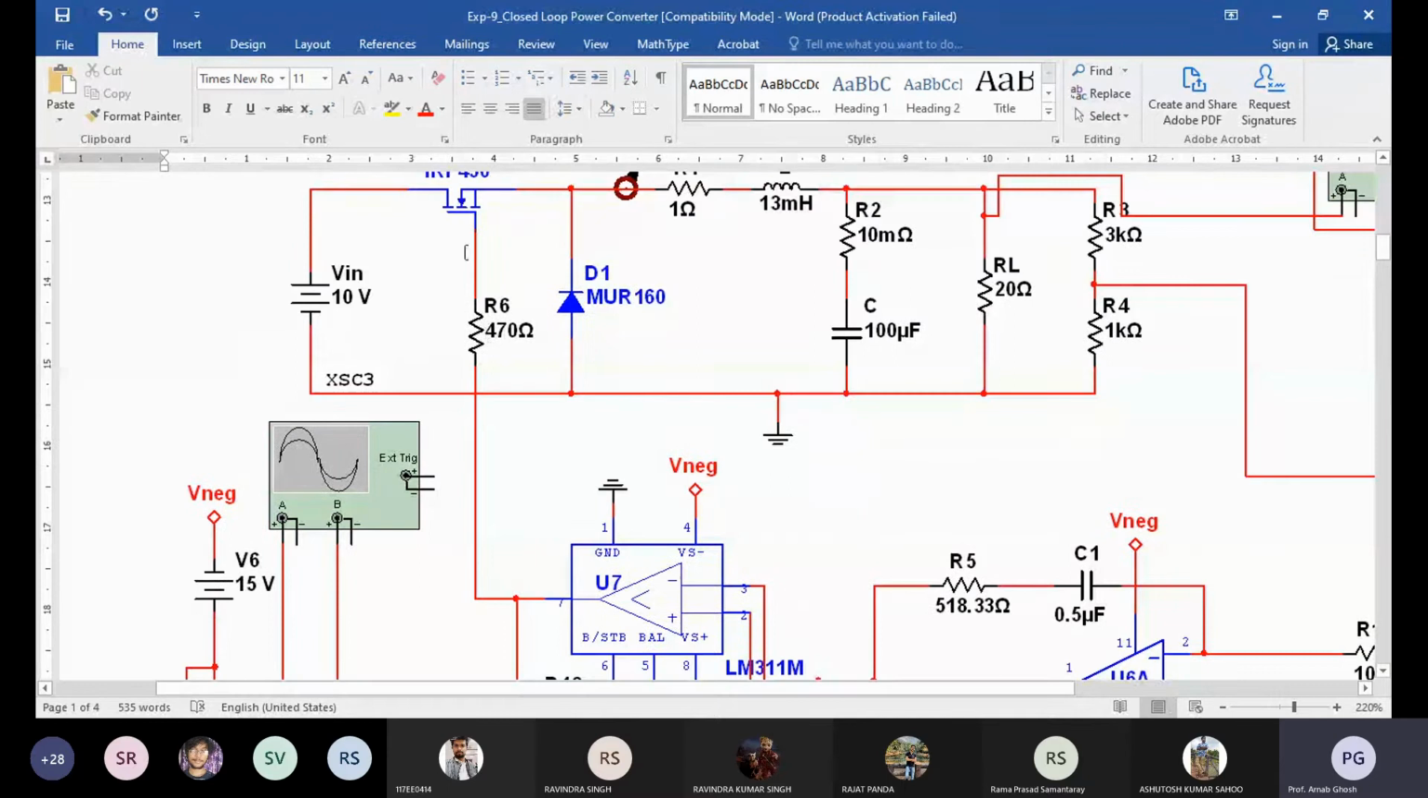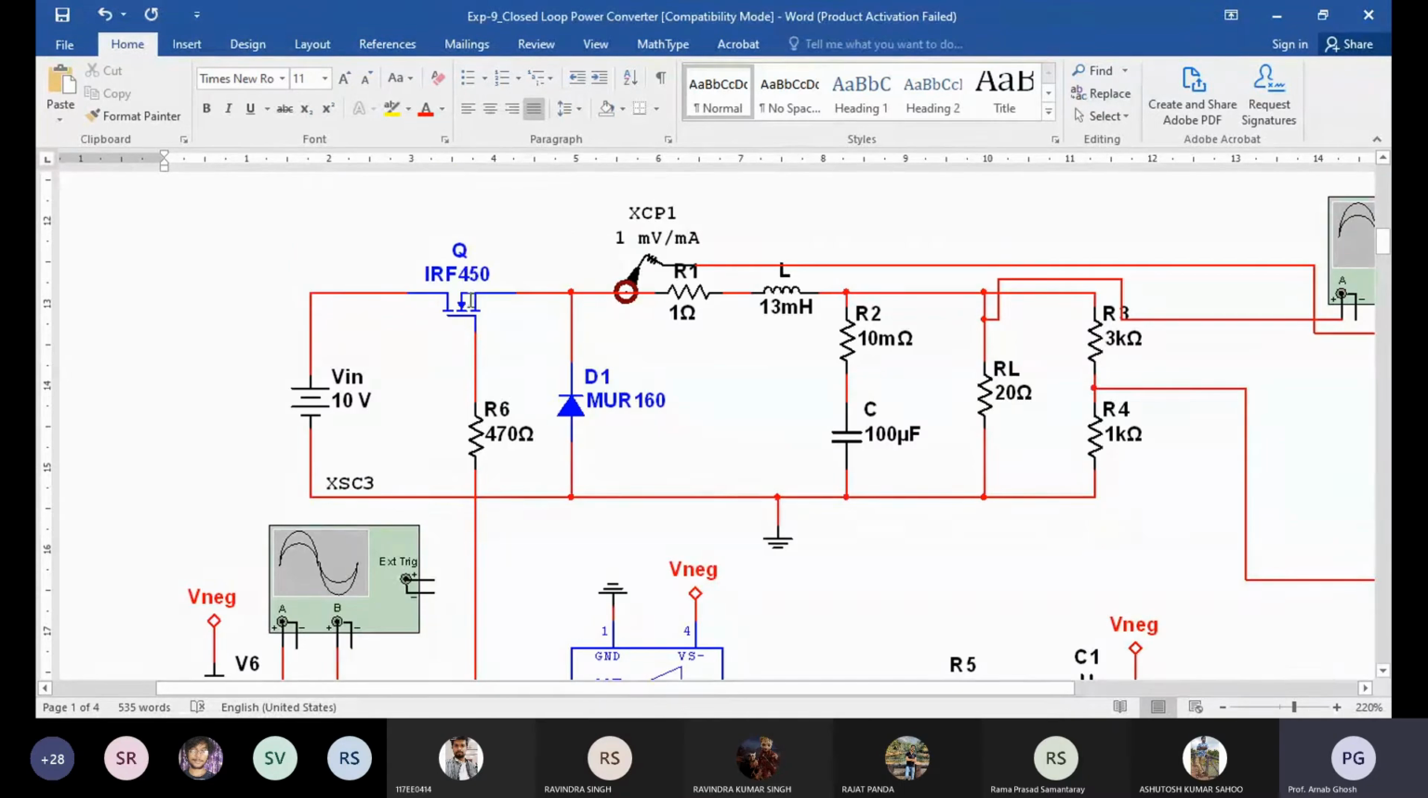That PWM is fed to the IRF450 MOSFET through one additional resistance, that is 470. What is the purpose of this resistance? MOSFET is a voltage driven device, so that's why you have to provide the additional resistance here to reduce the current strength. It's like a voltage divider circuit for scaling down that value.